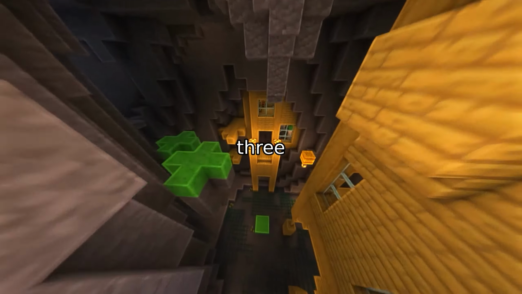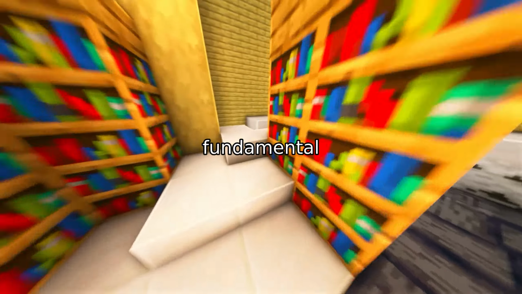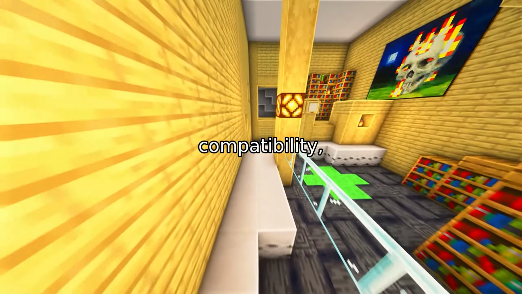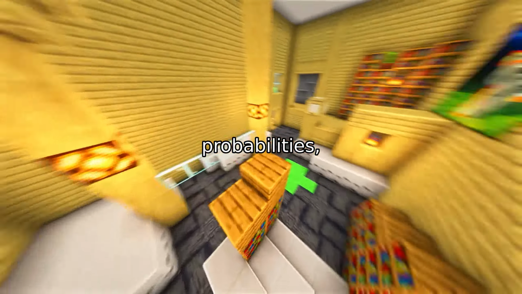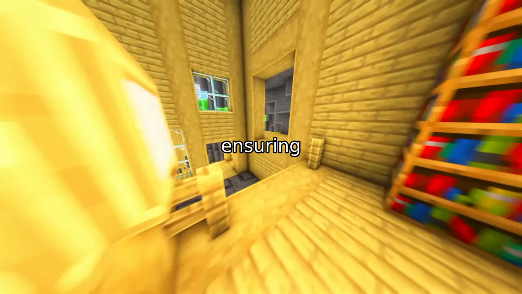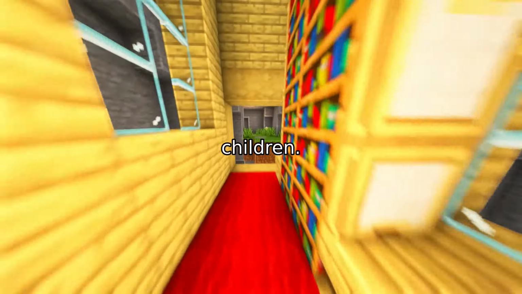The authors introduce 3 distinct strategies, controlled by a single parameter. Each one preserves 2 fundamental properties: marginal probability compatibility, meaning unrestricted coordinates don't artificially inflate or deflate region probabilities, and probability conservation, ensuring that when a parent node splits, the total probability mass is exactly redistributed to its children.